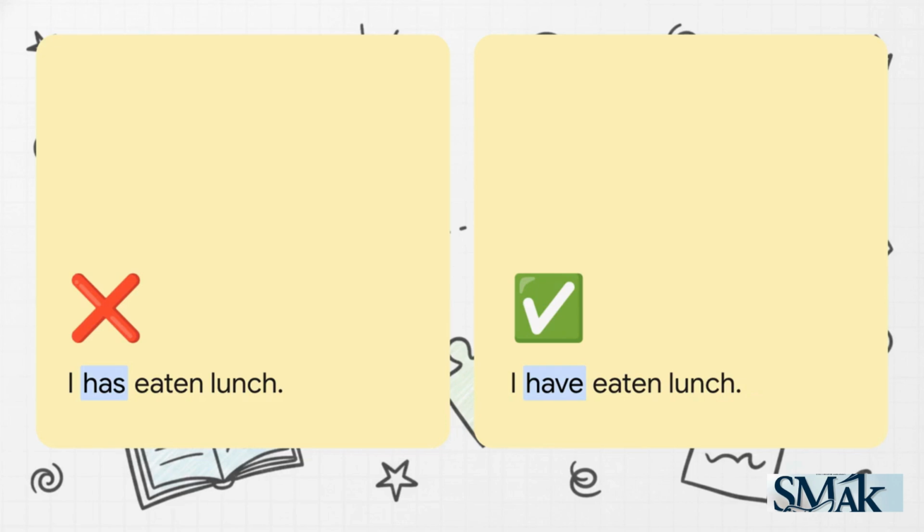Here is another really quick fix-it example, this time involving the pronoun I. It's super tempting for beginners to pair I with has, which gives us "I has eaten lunch." But remember our helping verb rule from earlier? The pronoun I always pairs with have. So the correct and natural way to say this is simply "I have eaten lunch." Keep your subjects and helping verbs correctly matched, and your bridge is going to be rock solid.